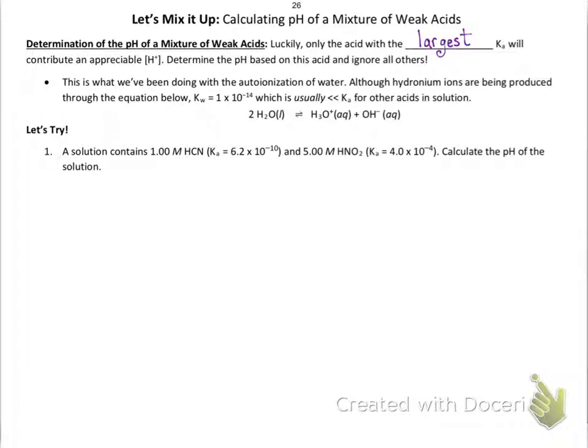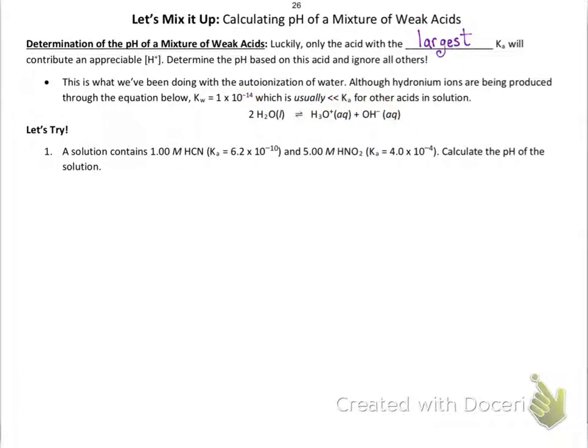We've been doing it with the auto-ionization of water. So water, of course, can dissociate to produce protons and hydroxide. But the Kw, as you know, is 1 × 10 to the negative 14th, really dang small. So even though we've been producing protons from water and we've been producing hydroxide, it's usually so much less than the amount of either protons or hydroxide produced by the acid or base you already have, so we've just been ignoring it. And that's what we're going to continue to do.